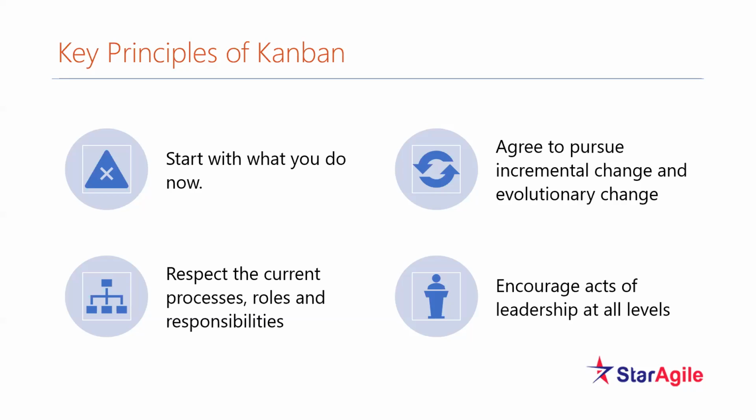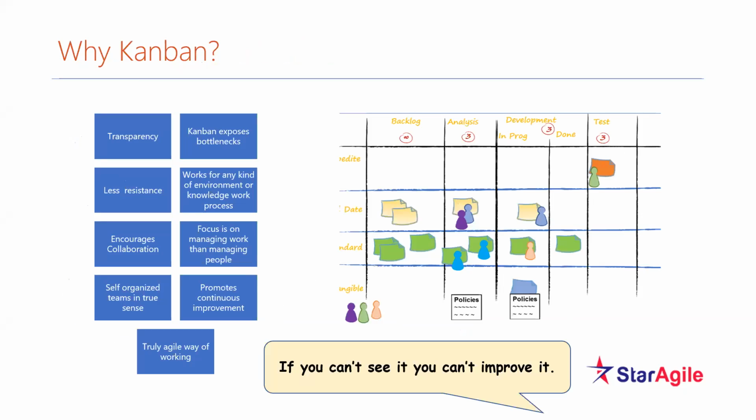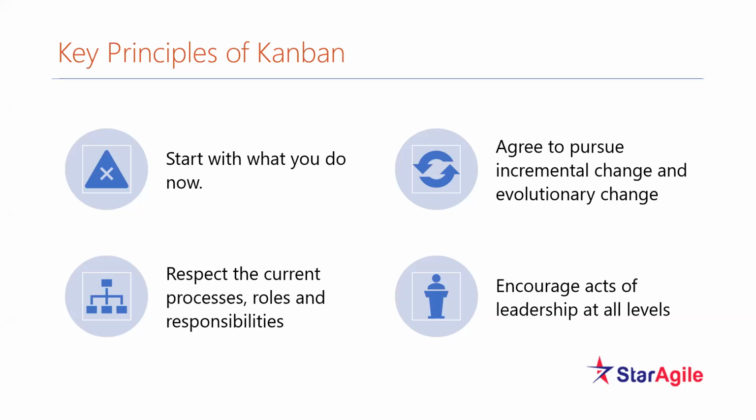That's the third principle. The last principle is about encouraging acts of leadership at all levels. When we talk about encouraging acts of leadership at all levels, from the individual level to the team level, it could be, I don't have work, I am stuck, I am free, I am overloaded. So these are the acts of leadership where we are providing a culture of openness, collaboration, etc. And that is when a Kanban team will be successful. Now, any questions so far?